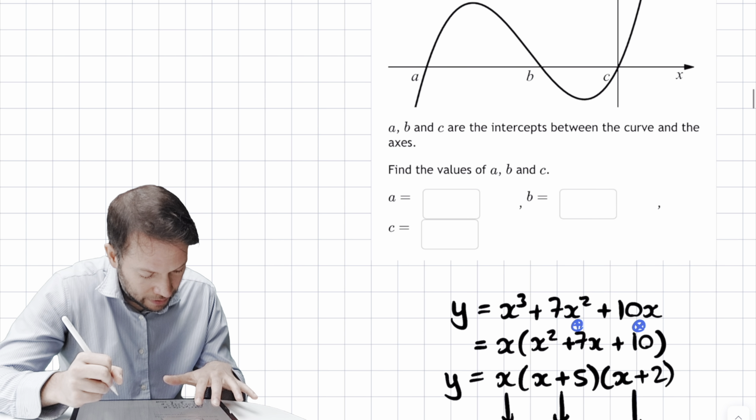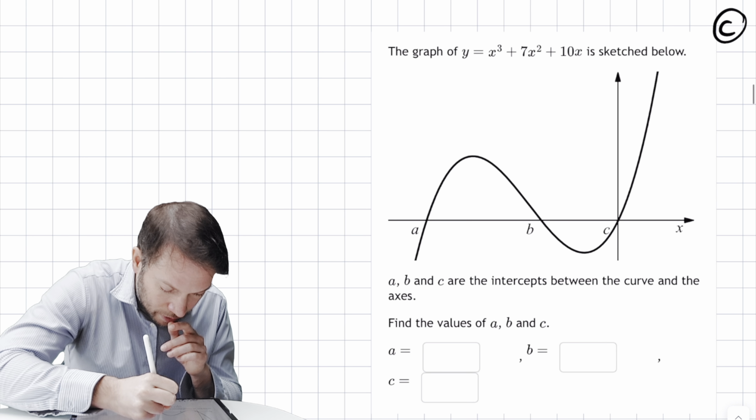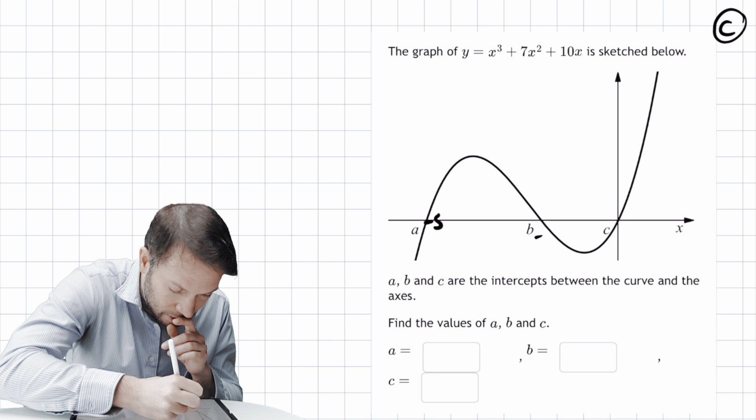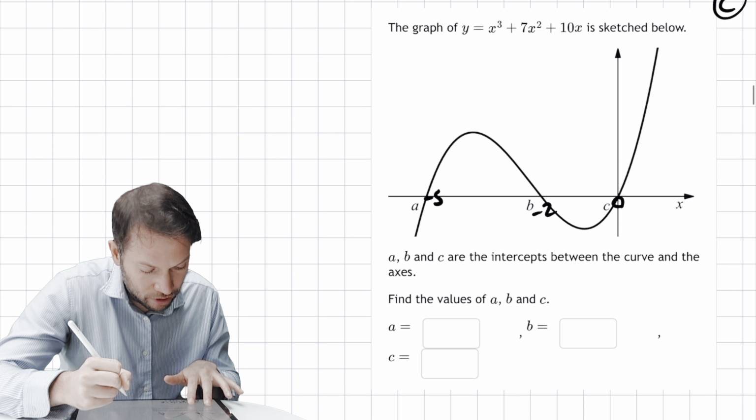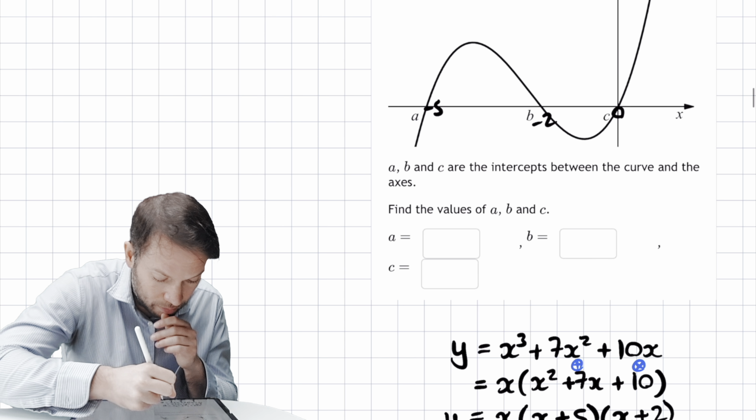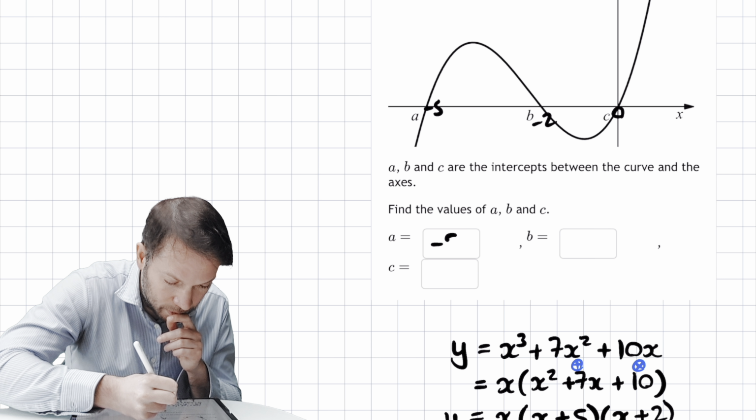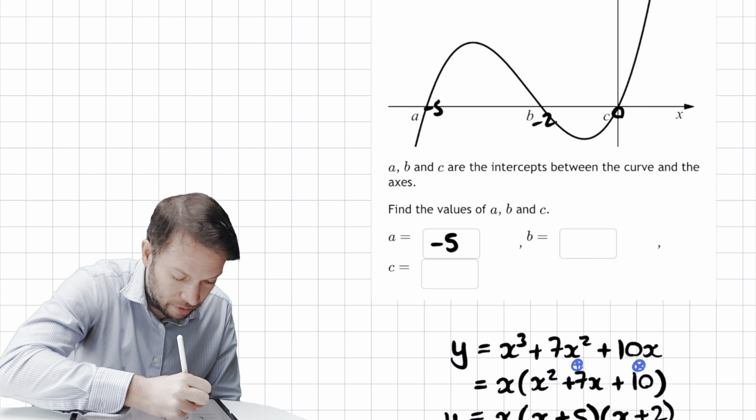So let's put them in ascending order. That's minus 5, that's minus 2, and that's 0. So we've got A, B, and C: minus 5, minus 2, and 0.